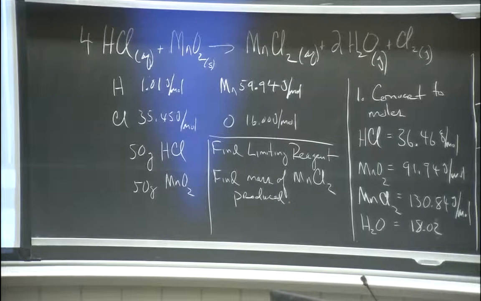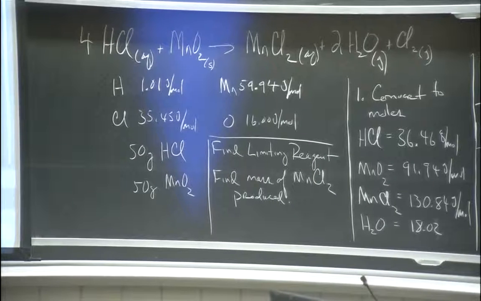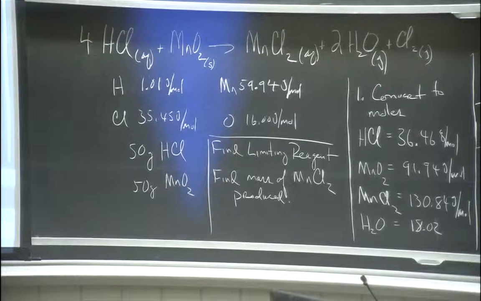Any other questions? All right. Now, who wants to tell me how we find out how many moles of MnCl2 we're going to make? How do we go about finding that? By stoichiometry. Well, yes, but which reagent do we use? We use the limiting reagent. Not the stuff in excess. It doesn't make any sense.